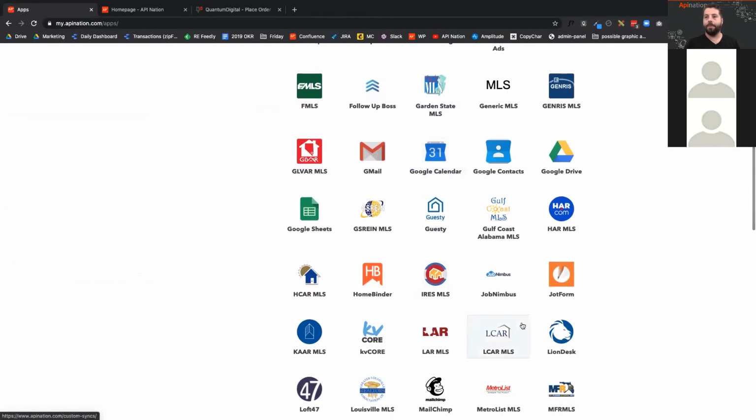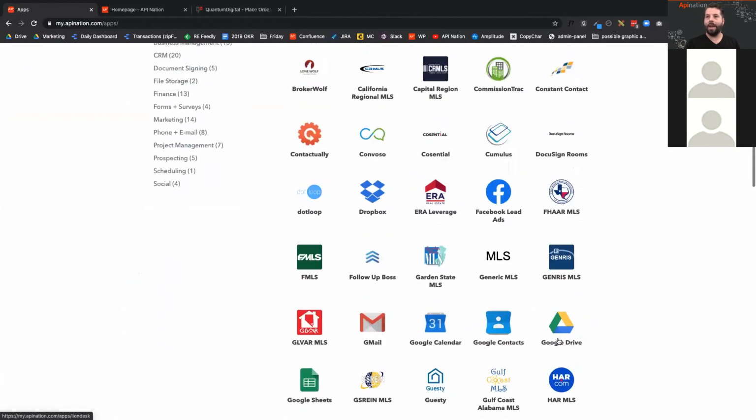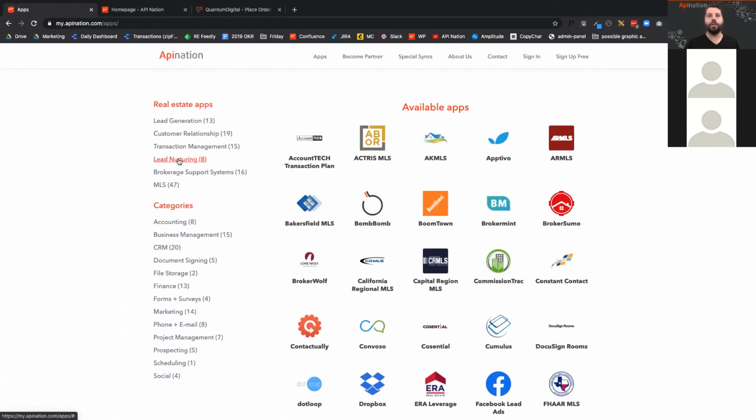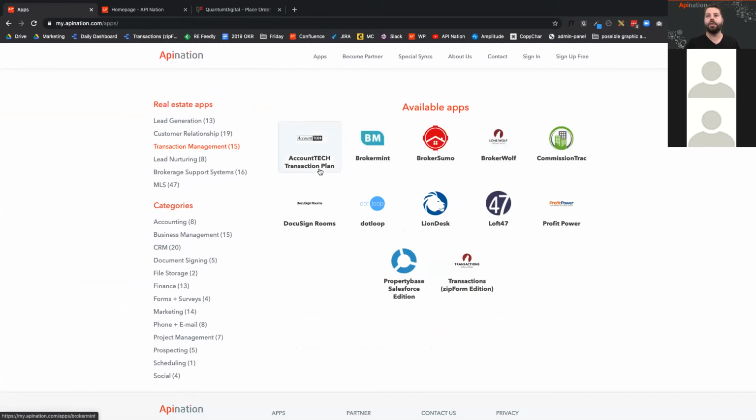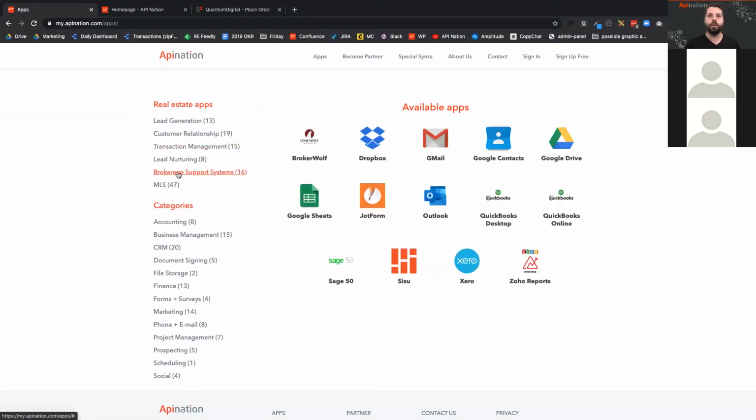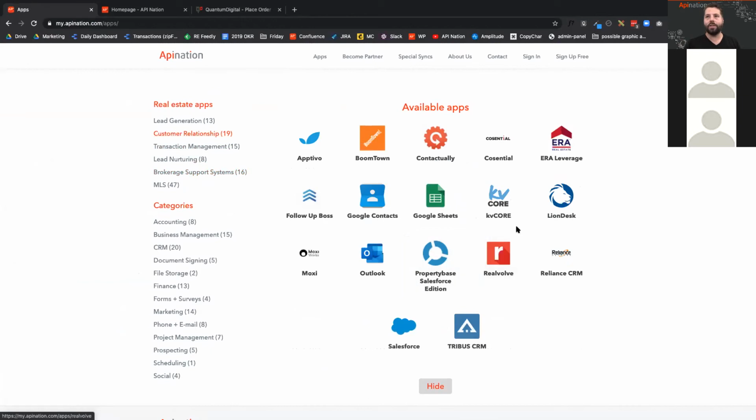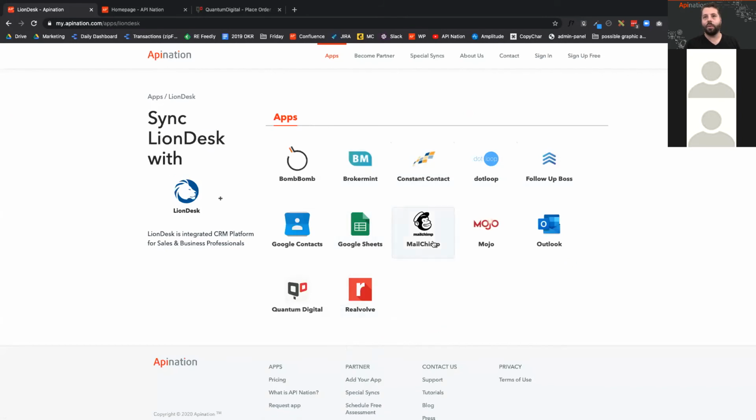So I'm going to find LionDesk. Here we go. They're alphabetical. And you can also kind of peruse them by function. So if you're looking for transaction managers, here's the ones we have there for you. For brokerage support systems, just kind of admin stuff, Google Sheets, Dropbox, Gmail, that kind of stuff. But we're going to go with LionDesk, and that is our CRM, our customer relationship manager. So we're going to go there. And this is all the integrations we've built out for you. So if you see something that you currently use with LionDesk and it's not connected, you're kind of wasting time. You need to connect it so that you don't have to enter stuff in twice. So we're going to show you how to do that with QuantumDigital right now.